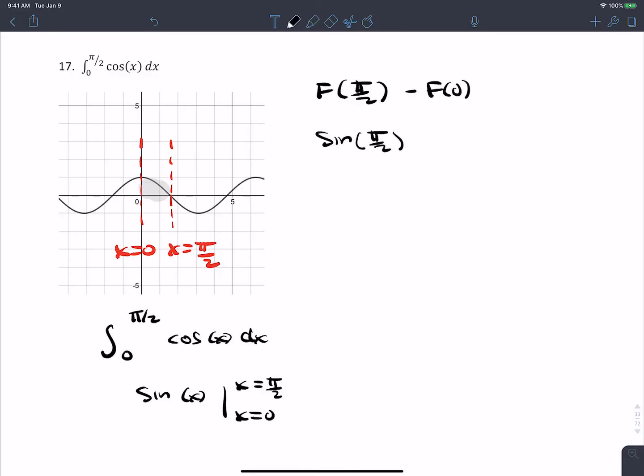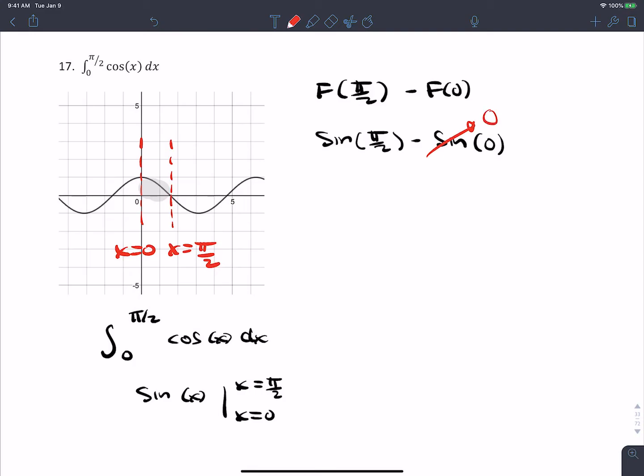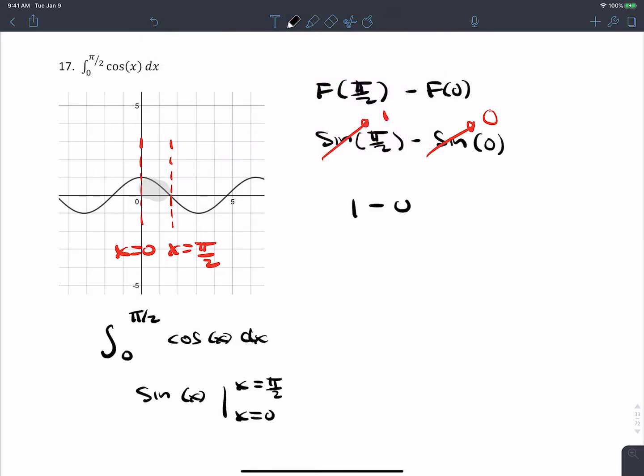Sine pi over 2 minus sine of what? 0. I know sine of 0 is 0. What's sine of 90 degrees? Isn't that 1? So this would be 1 minus 0, which is what? This area is 1.